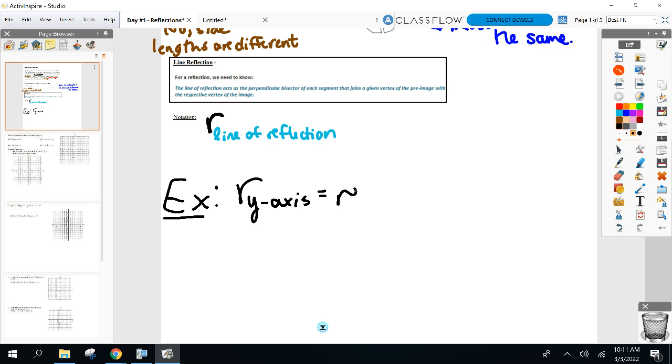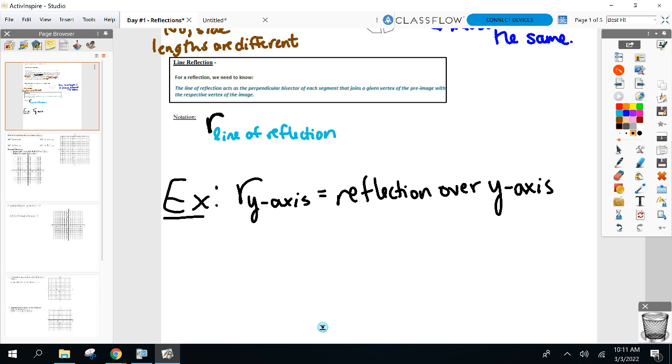So I want a reflection over what line? What's the subscript say? The y-axis. All right, so that is how we're going to write it and read it. So I want you to take whatever I have for you, reflect it over the y-axis.